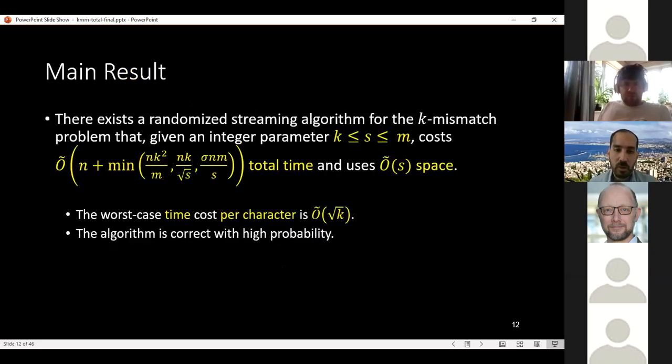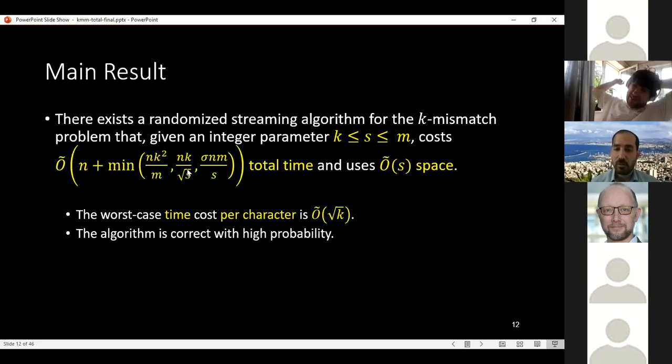So our main result is stated as follows. If we have some parameter s, and we want an algorithm that uses O tilde of s space, then we have an algorithm with total running time of O tilde of n plus the minimum between three options: nk squared over m, nk over square root s, and sigma n m over s. This is the total running time.